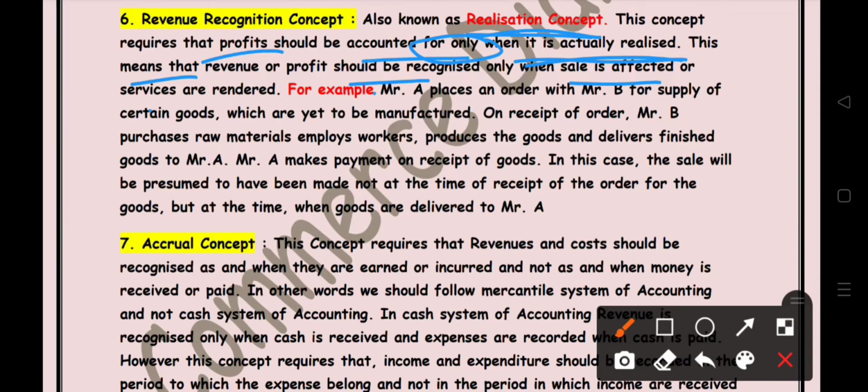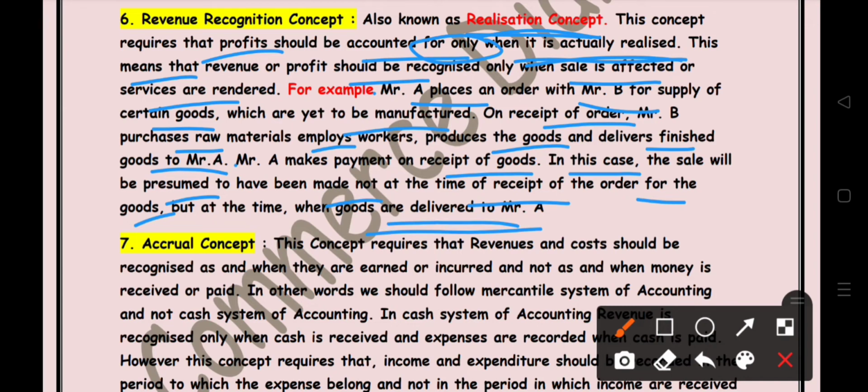Let us see the example. Mr. A places an order with Mr. B for the supply of certain goods which are yet to be manufactured. On receipt of the order, Mr. B purchases raw material, employs workers, produces the goods and delivers the finished goods to Mr. A. Mr. A makes the payment on receipt of the goods. In this case the sale will be presumed to have been made not at the time of the receipt of the order, but at the time the goods are delivered to Mr. A.